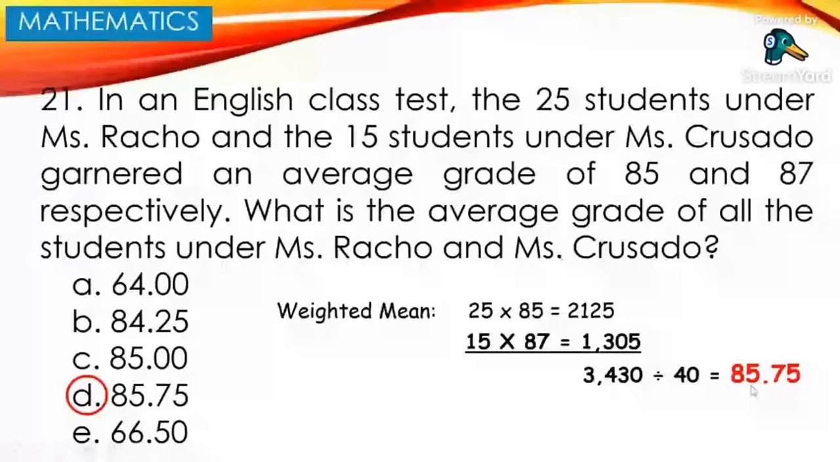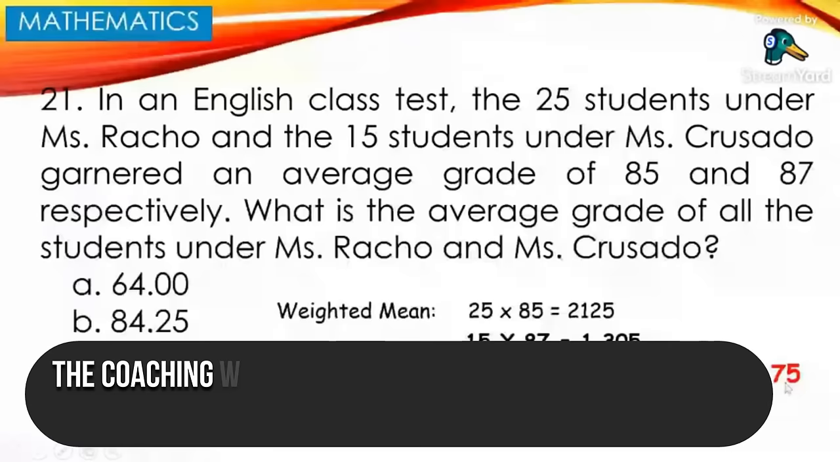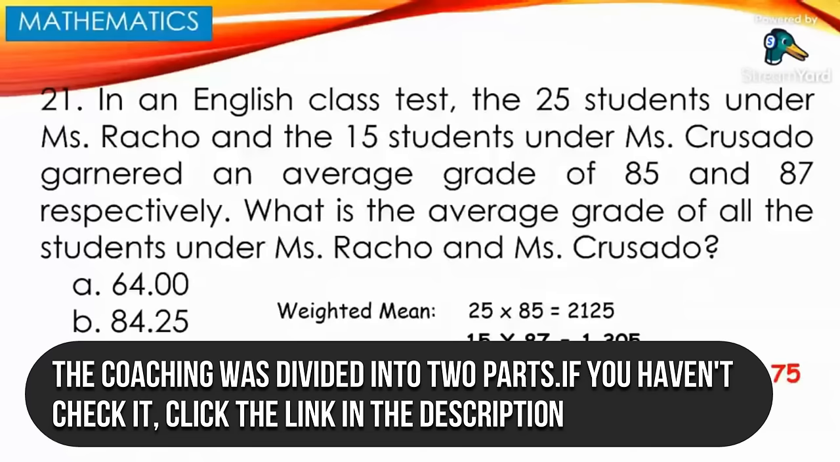Opo, 75 okay na daw. Okay, so the correct answer po is letter D. That is 85.75. Sir Dean, andyan pa ba si Sir Dean sa loop?